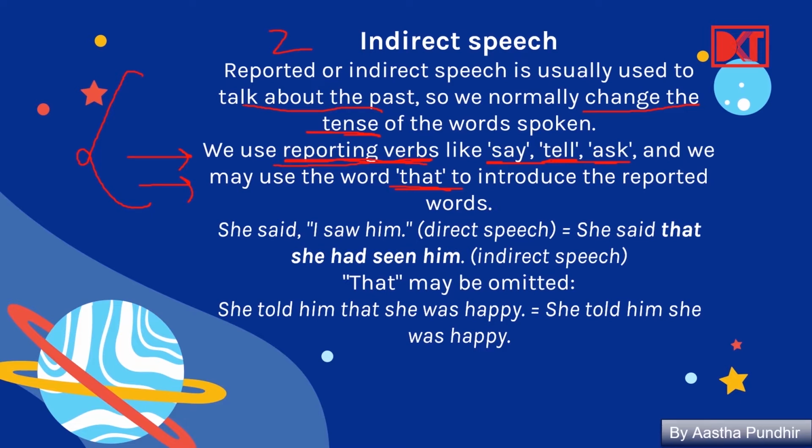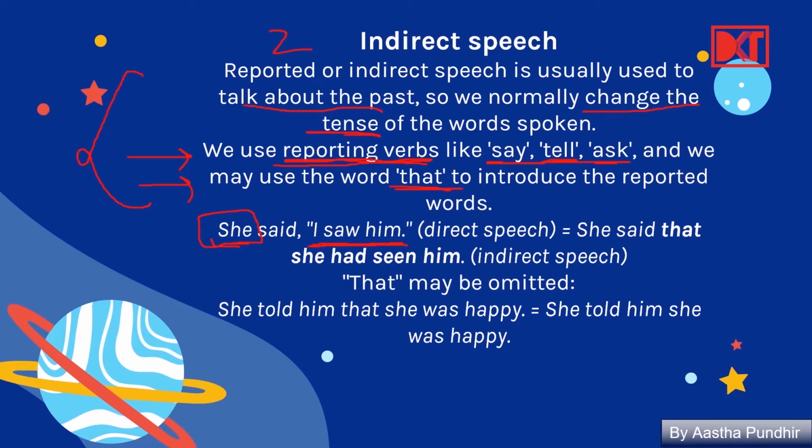Let's see here. She said, I saw him. This is direct speech, which means these are the exact quoted words which were spoken by this person whom we are referring to as she. Her exact words were, I saw him. So these words are in quotes and this is direct speech.